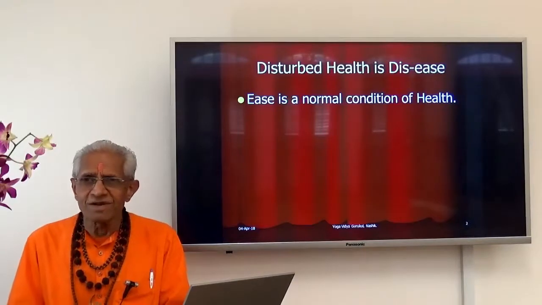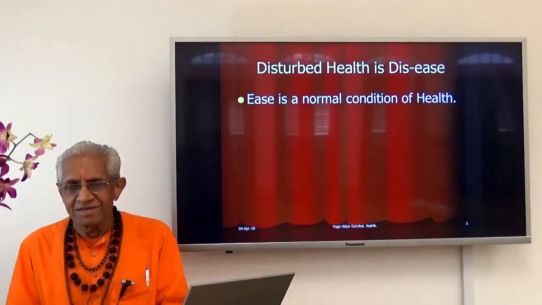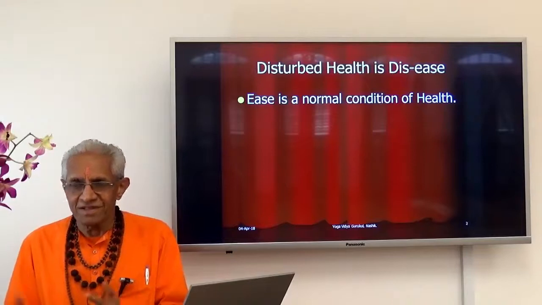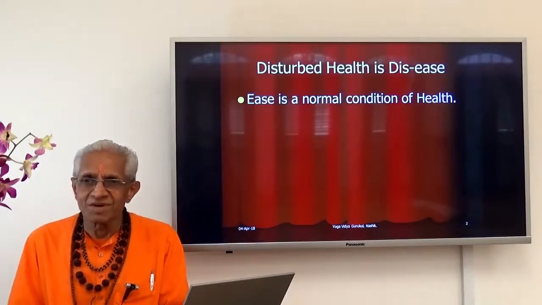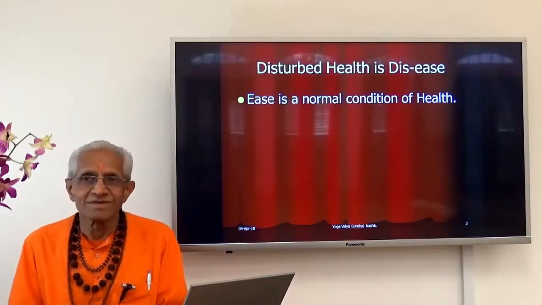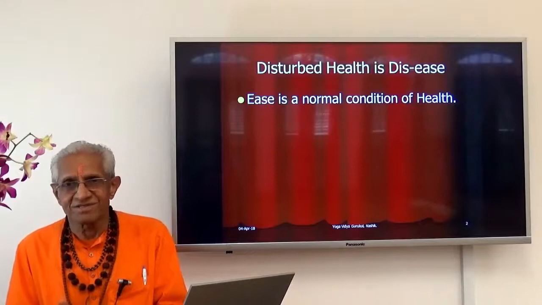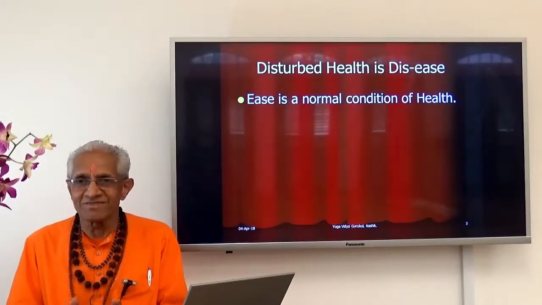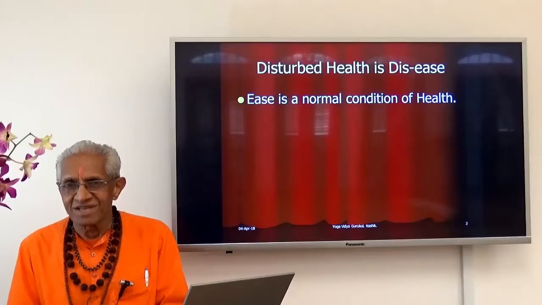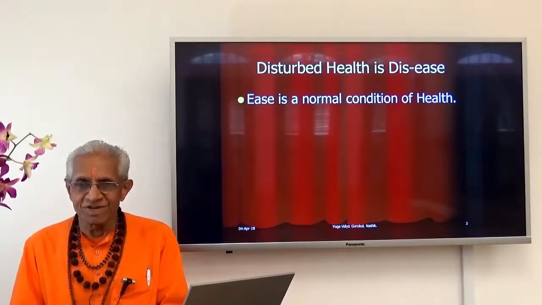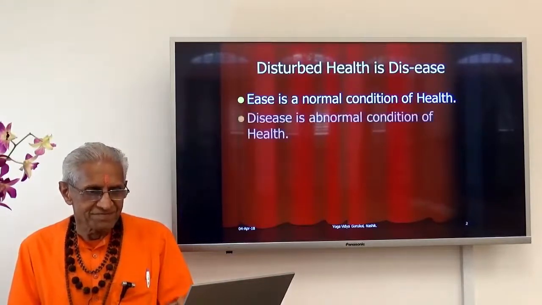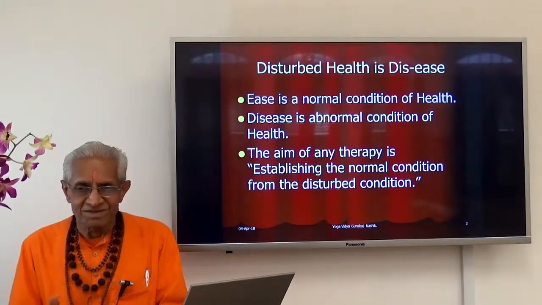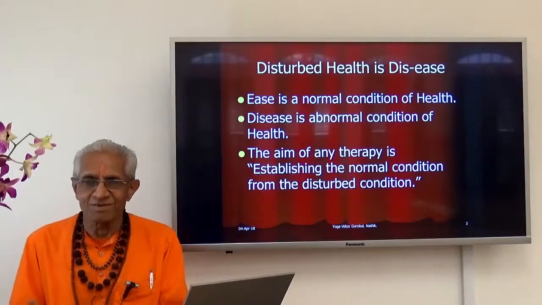Now, ease is a normal condition of health. And it's very critical to explain exactly the normal condition of health. Because all these medical experts from different therapies have tried to establish the definition of health. And once it is established and approved, then if it is disturbed, we can find out something abnormal compared with normal. So first we have to define what is normal health, because we have to bring the abnormal health to normal conditions. So abnormal health is disease.